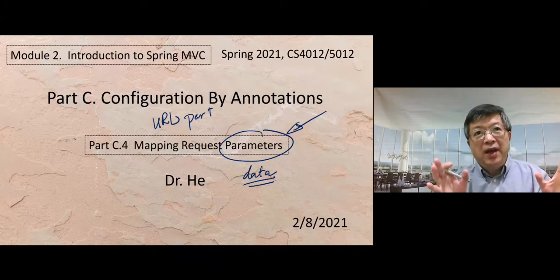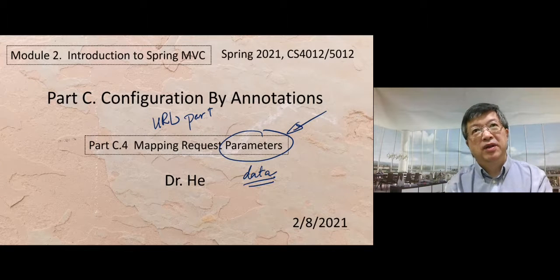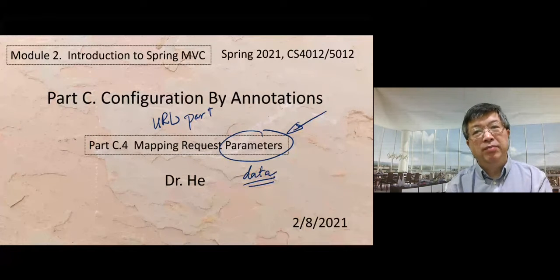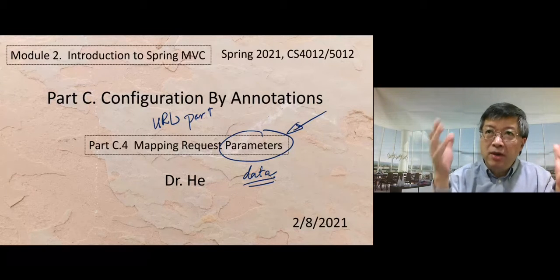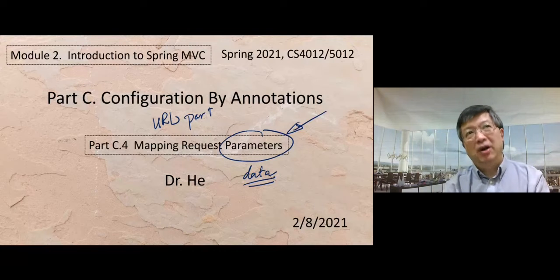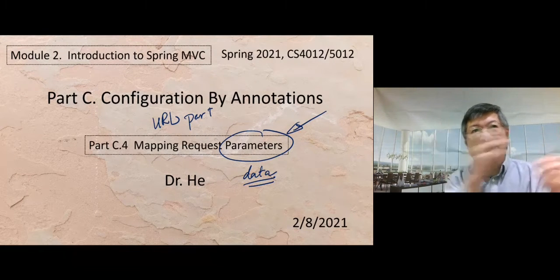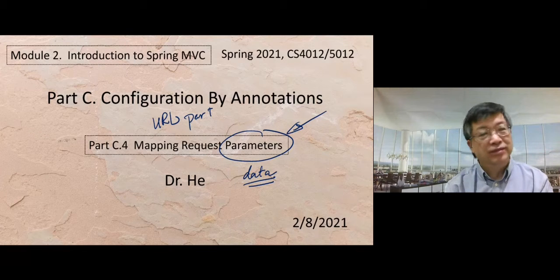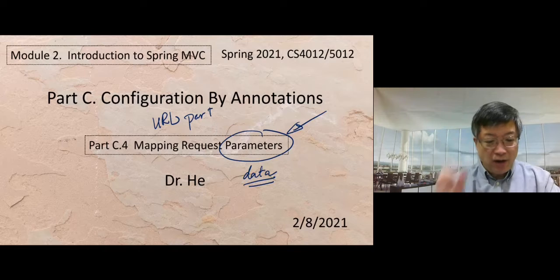Here, I want to say this part C of Module 2 is probably the most important part of our whole semester because we learn the most basic mapping rules. I hope you spend a lot of time to understand this part, the most important one in this semester. All right, so let's start.